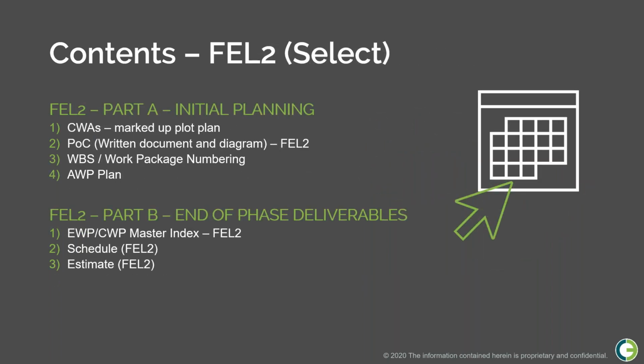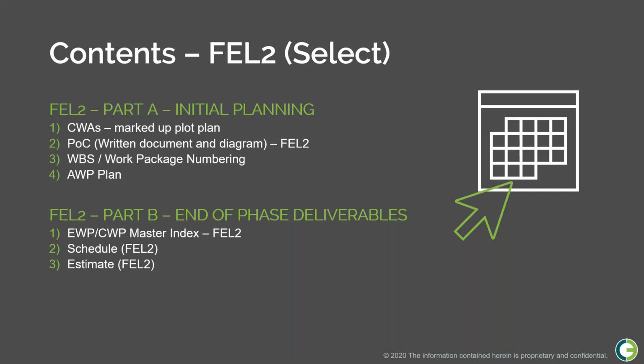Okay, now we're getting into FEL2, or for those of you who don't use the FEL nomenclature, the select phase. This is where the rubber meets the road. You're in a project now. You're implementing AWP. So first up, during FEL2, we're going to show you how to create construction work areas, a path of construction, a work breakdown structure, and an AWP plan. These are going to be the building blocks of AWP, and getting these right will set you on the right path.